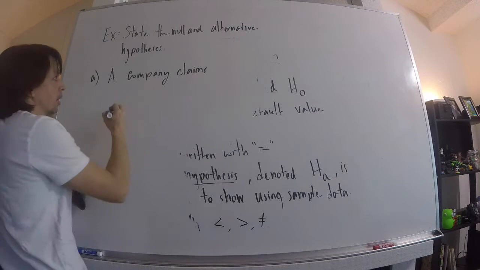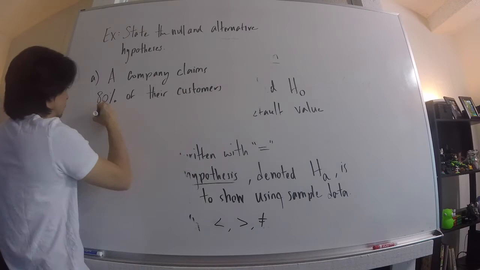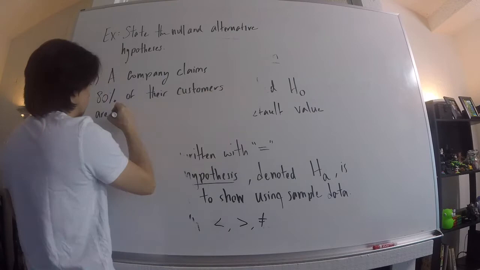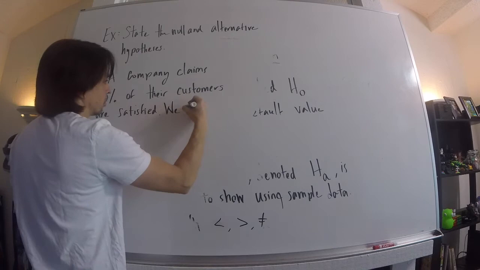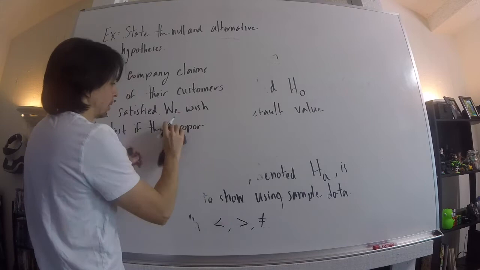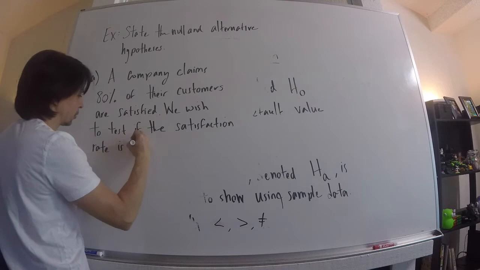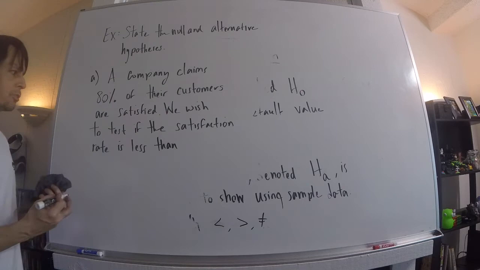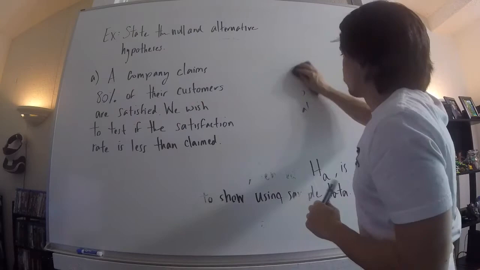A company claims 80% of their customers are satisfied. Companies often make bold claims, exaggerated claims about their products or their customer satisfaction. So we wish to test if the satisfaction rate is less than claimed. Mathematically, we'd say the proportion of satisfied customers is less than what they claim. Either way, there are going to be different phrasings of it, but we should be fine interpreting it and stating the null and alternative once we go over the standard way of writing it.